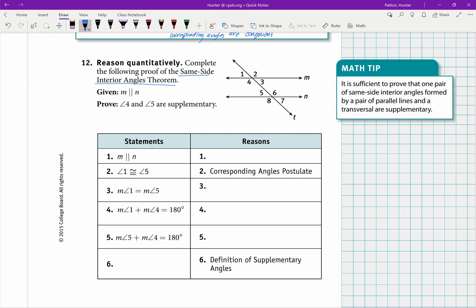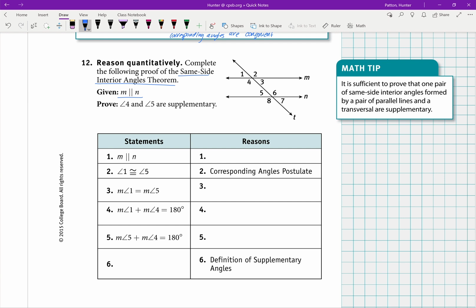All right, so we have our diagram here. We are given that line M is parallel to line N. We want to prove that angle 4 and angle 5 are supplementary. So if you see that on the diagram, angle 4 and angle 5 are same side interior angles, right?